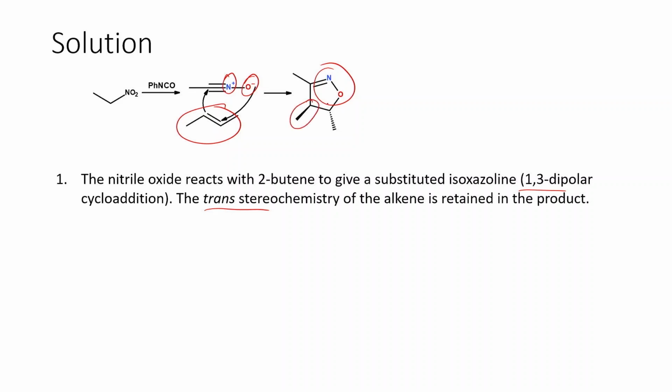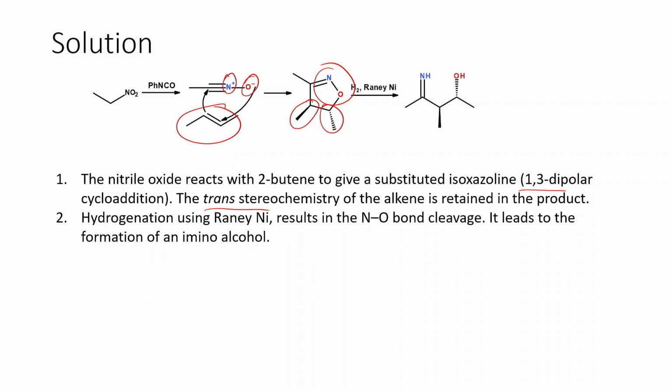So if you look at these two carbon atoms, the methyl groups are in the trans orientation. So this is one of the clues which exactly tells us how the reaction actually proceeds, because the starting material stereochemistry is retained in the final product. And the hydrogenation of this isoxazoline derivative leads to the opening of the ring. That means the NO bond is cleaved, and the oxygen is converted to the hydroxy unit, and we end up with the imino derivative.